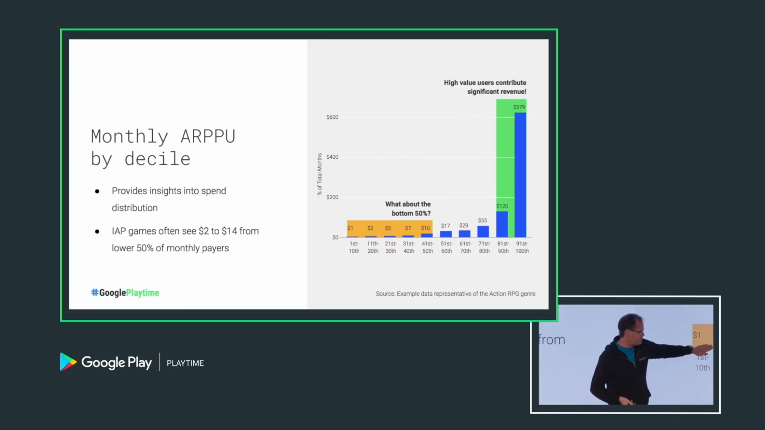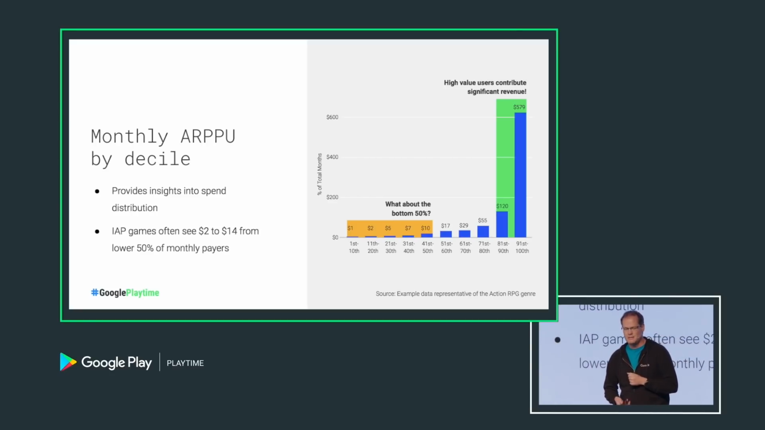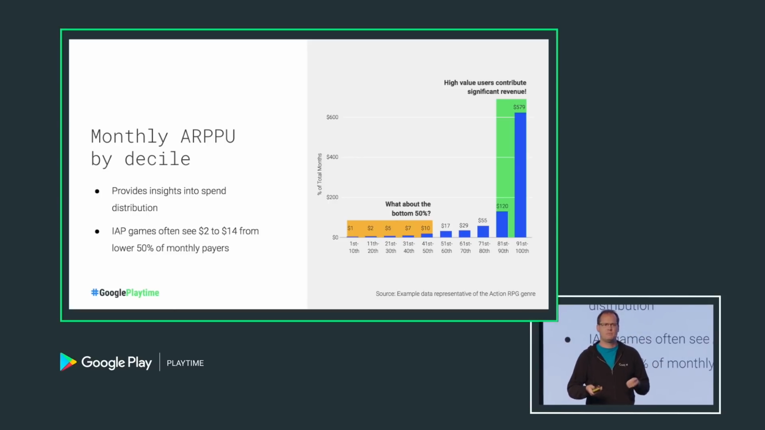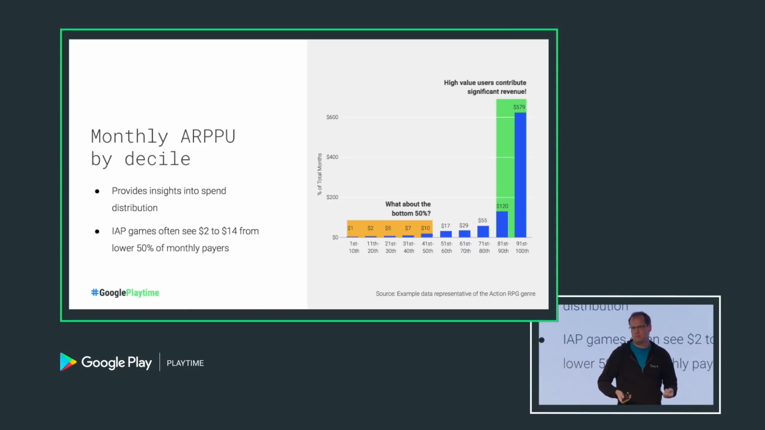But what about all of these guys? 50% of the monthly buyers in this example game, and this isn't a contrived example, this is a real example, paid less than $10. Is that an opportunity for growth, or is that just something we don't care about because we only care about the highest value users? Because I'm the ultimate growth mindset person, I think it's a real opportunity.